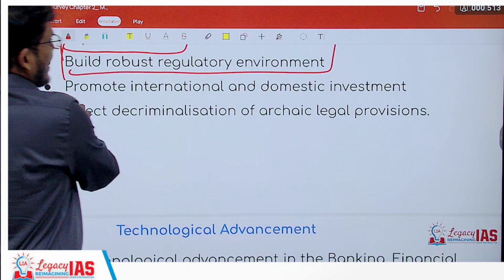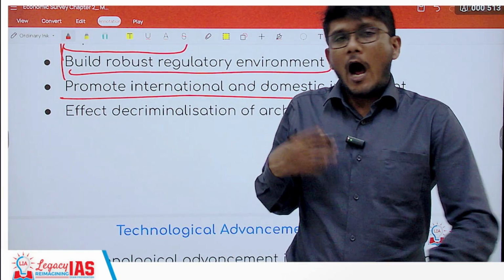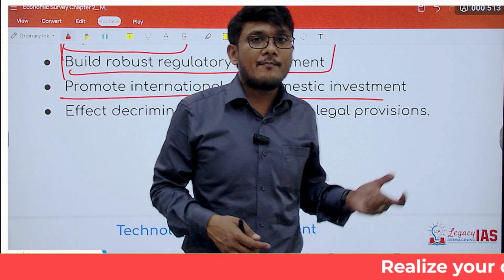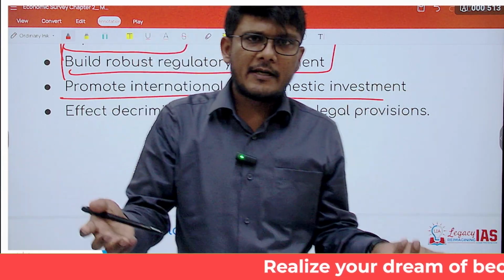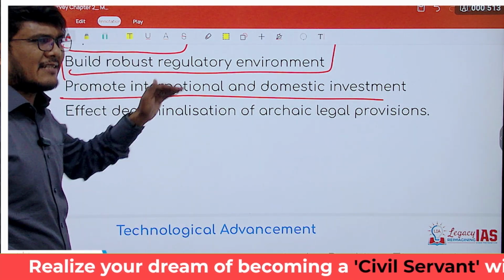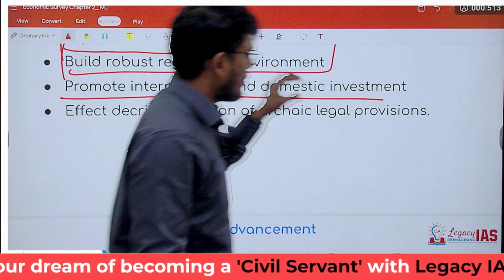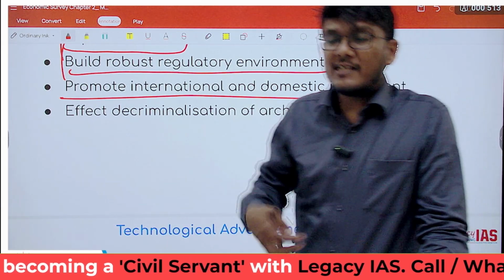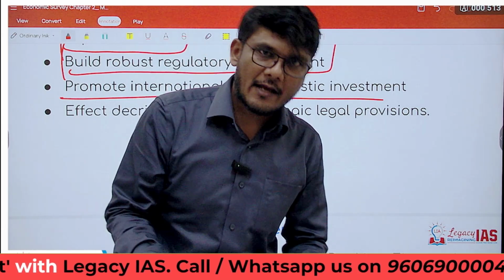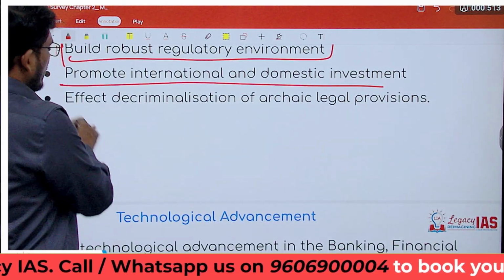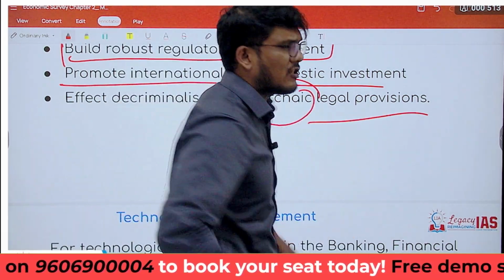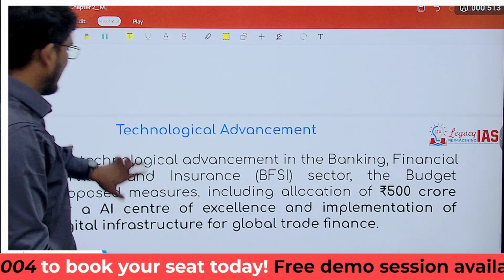Then promote international and domestic investment. How do you promote international and domestic investment? By international investment, you can promote by making full capital account convertibility, which is probably a distant dream. However, that is one possibility, or ease other norms. You can increase the domestic investment also by making various clearances easier to get, various investments easier to make at your fingertips. And effective decriminalization of archaic means old legal provisions which already exist, we saw in the beginning.